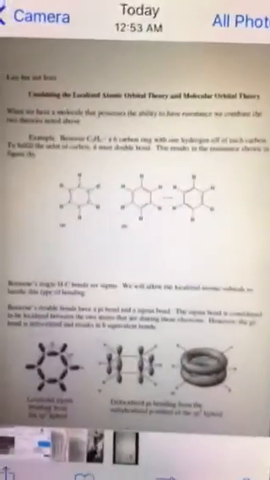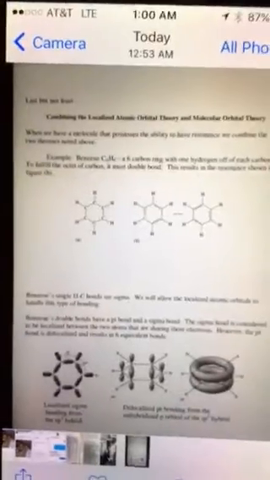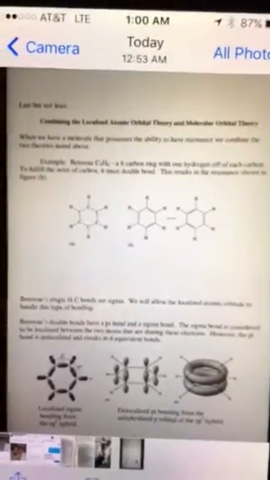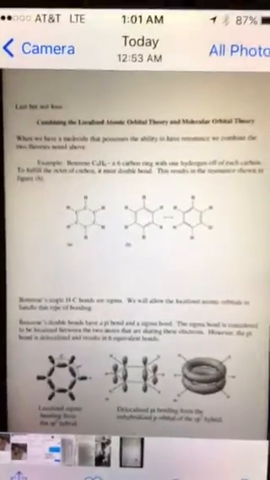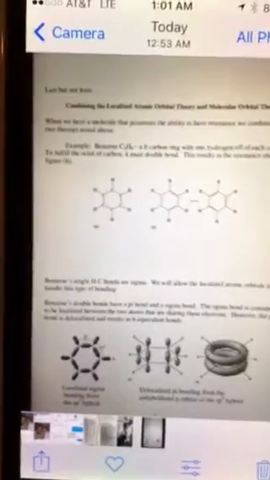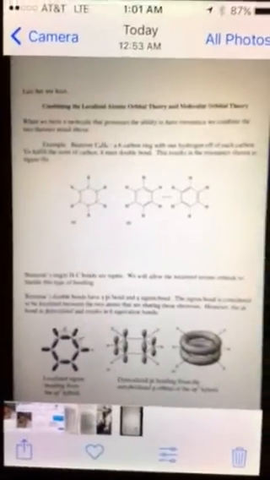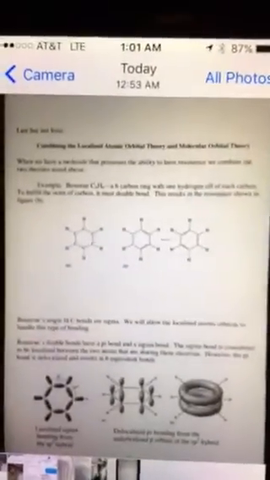So be prepared for a question. I guarantee you on the test there will be a question. You will be asked to draw the Lewis dot structure, predict the VSEPR shape, predict the hybridization of the central atom, and from there explain how the resonance is possible using localized and delocalized electron theories.